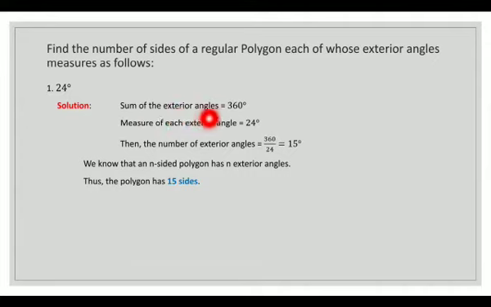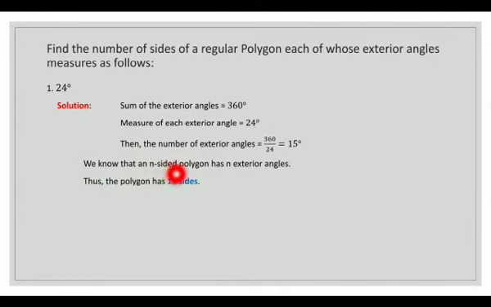Solution: the sum of exterior angles, we already know, is equal to 360 degrees. The measure of each exterior angle which is given is 24 degrees. Then the number of exterior angles equals the sum of exterior angles upon the measure of each exterior angle, that is 360 upon 24. So 24 ones are 24, 15s are 360. So the answer comes to be 15.